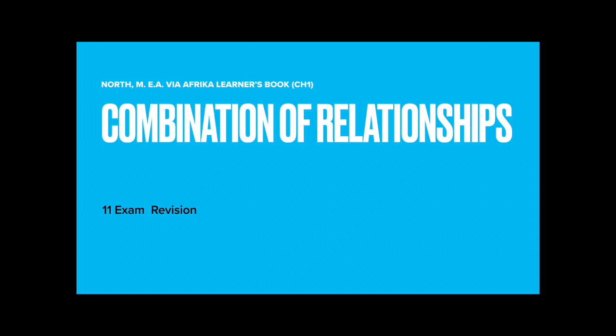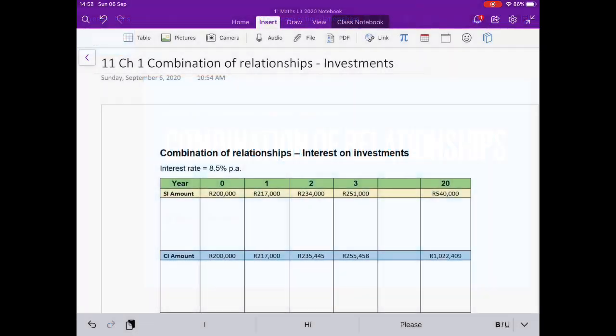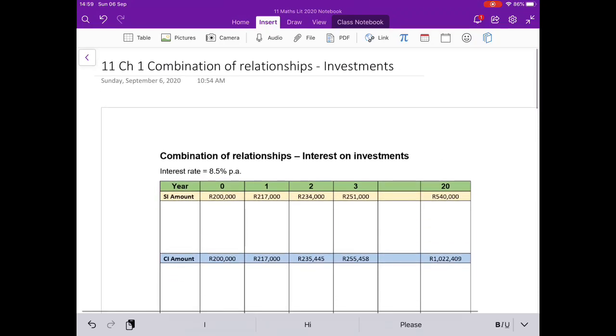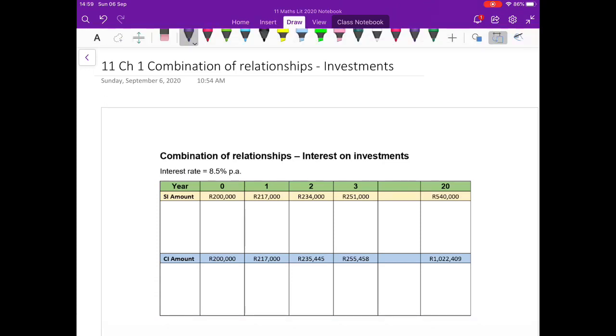This shows a combination of relationships in chapter 1. We're now going to look at a combination of relationships, and in particular, we are going to have a look at simple interest versus compound interest. Both of these are investments. An inheritance of 200,000 Rand is invested at simple interest as well as compound interest, and we want to see what happens over the years.